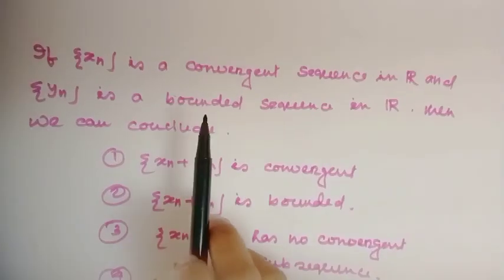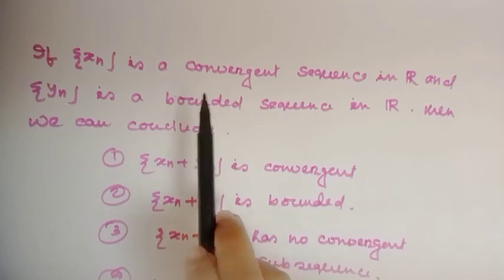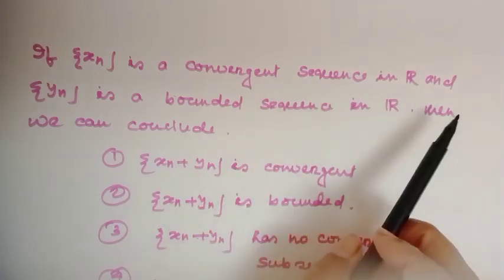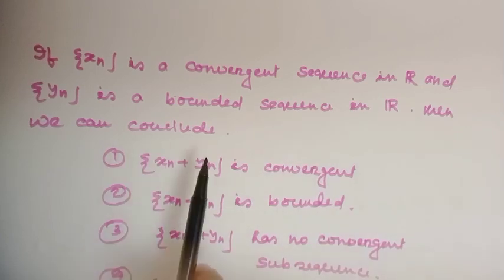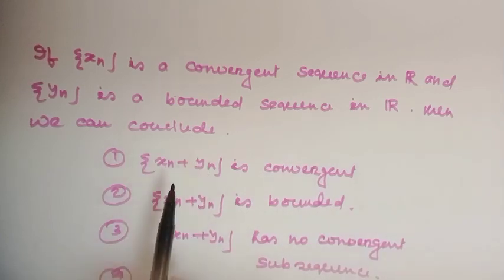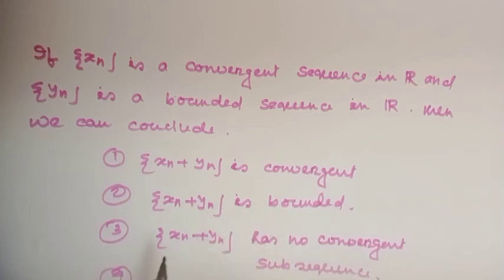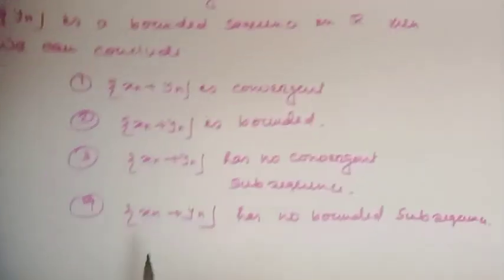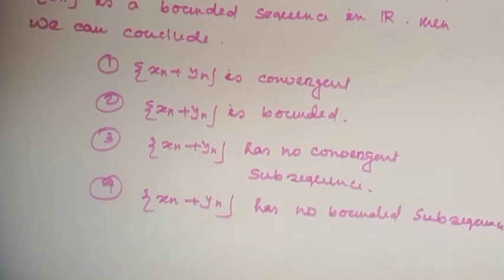Okay. Let's see another question of CSIR NET. If xn is a convergent sequence in R and yn is a bounded sequence in R, then we can conclude: option 1, the sequence xn plus yn is convergent. Option 2, the sequence xn plus yn is bounded. Option 3, the sequence xn plus yn has no convergent subsequence. And option 4, the sequence xn plus yn has no bounded subsequence. Okay?